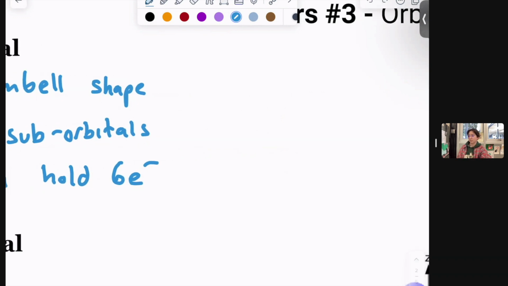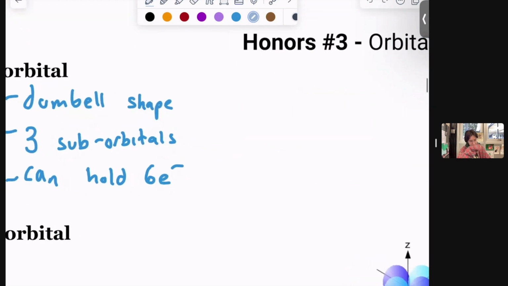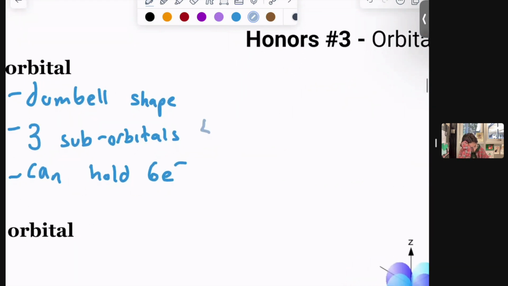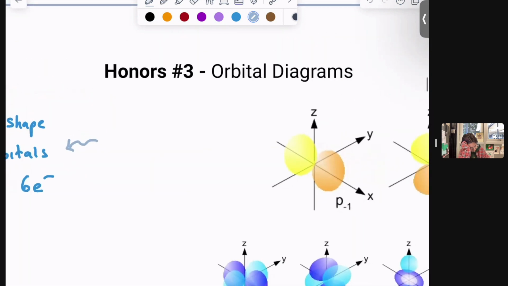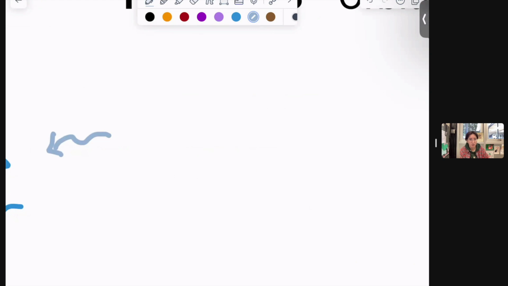Okay, let's talk a little bit more about this whole suborbital thing. So what is a suborbital? Basically, what we're seeing, and again, this is all a little conceptual, don't get too bogged down in it. If you're in AP, this is more important, but for our level, it's kind of just an intro to this. A suborbital means that there are multiple versions of the orbital, like multiple orientations.